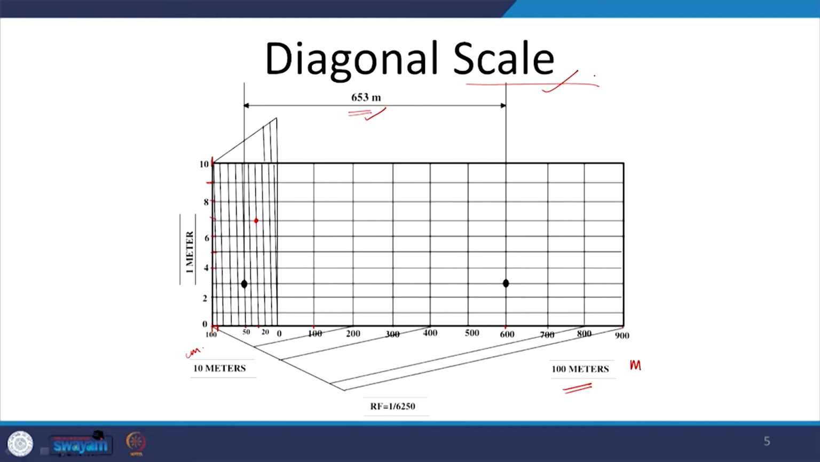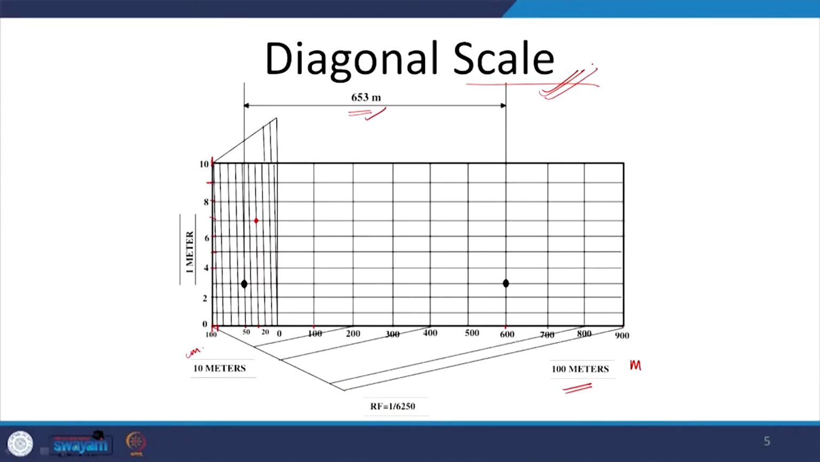So, in any drawing, in reality, we do not always get the simple fractions. It will not be exactly 650, it does not jump like that. It could be 653, 657, 651, whatever, it could be anything, and that is what is measured using this diagonal scale. So, let us now move on to the sheet and we will see how to draw both these scales, both the plane scale and the diagonal scale.